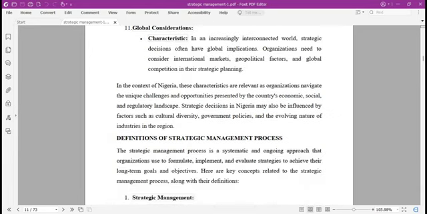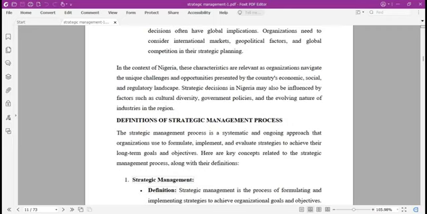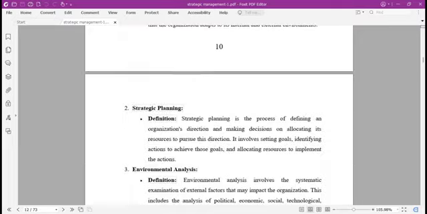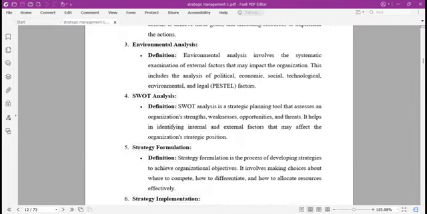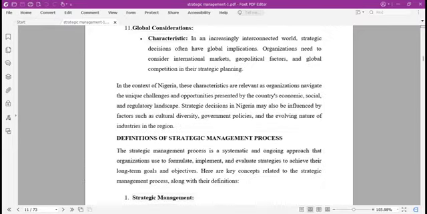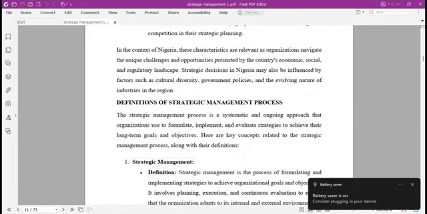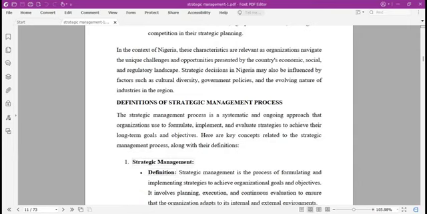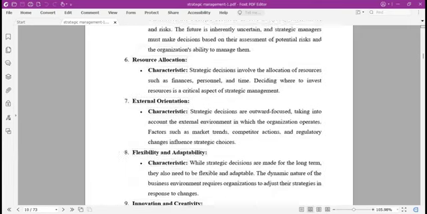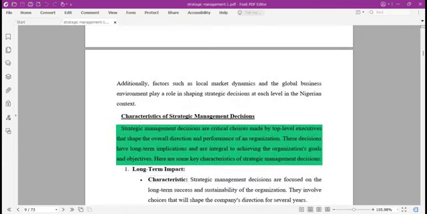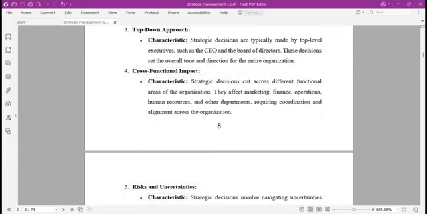When next we meet, we shall be talking about strategic management process. We have just finished talking about levels of strategy and the characteristics of strategic management decisions.